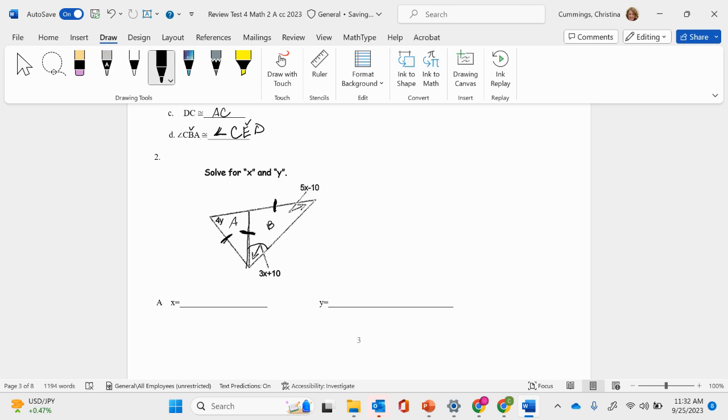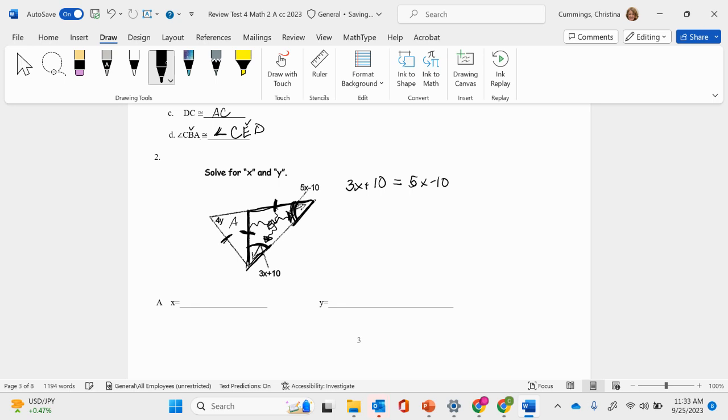are these two angles, because you learned that for isosceles triangles, when a triangle has two congruent sides, the opposite angles are also congruent to each other. So this angle, because it's across from this side, is congruent to this angle here because it's across from this side. So if these two angles are congruent, then their measures are congruent. So 3x plus 10 and 5x minus 10 are congruent.